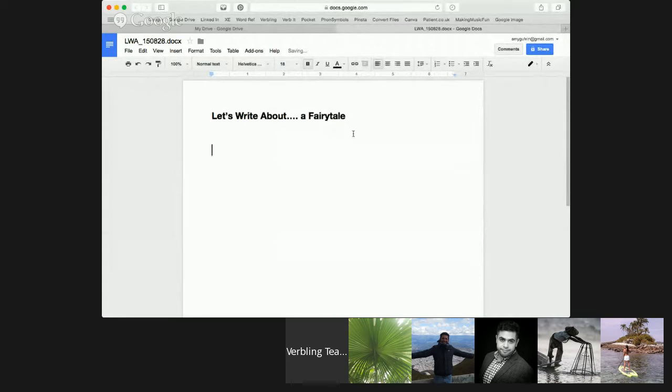Does anyone know what the traditional closing for a fairy tale is in English? And they live happily ever after. Thank you, Anna. So you may want to finish with that too. Maybe you can change that depending on your character, but they lived happily ever after. So if you want to, you can use these two little opening and closing sentences for your story, but you don't have to.